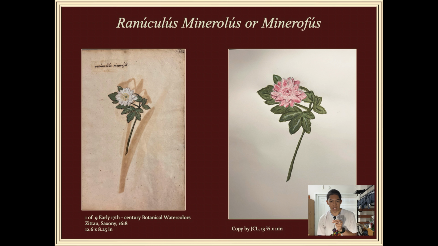The second word written, I'm not sure if it's mineralus or minerophus, but the word ranunculus roughly translates to buttercup in English, which also means small flower. These are usually found in fields and gardens. Some people say that it's a weed, but I think it's too pretty to be just seen as a weed.